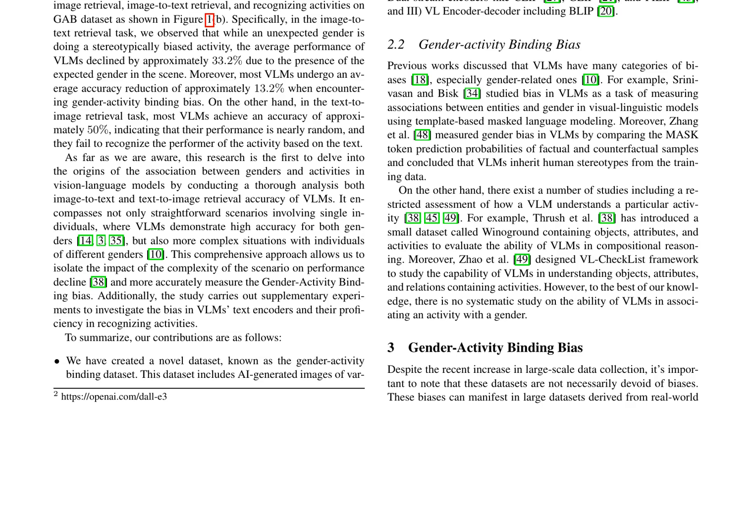The study's limitations include the assumption that the GAB dataset is representative of real-world scenarios and the limited size of the dataset. Future work should focus on developing methods to mitigate the gender activity binding bias in VLMs and investigating the impact of the bias on downstream applications.